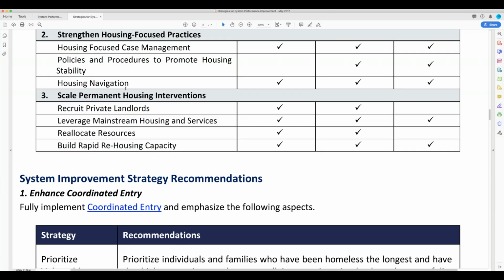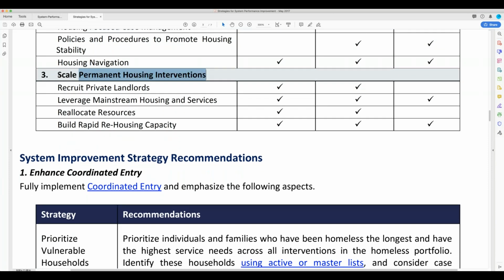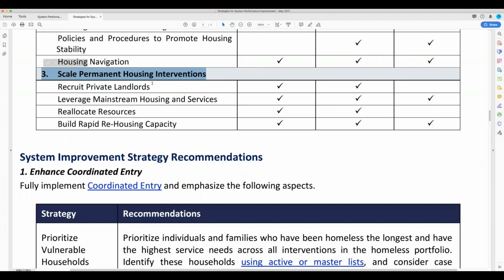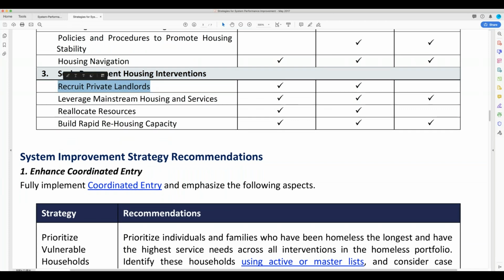Okay. And now the last section of these solutions that are proposed here is scale permanent housing interventions. Okay. Recruit private landlords. Everybody, I think, already knows this is something that's being worked on by the Drew study, and understanding that dynamic so that we can figure out how to get folks on board with accepting those interventions that we do have available in the form of permanent housing subsidies. Okay, leverage mainstream housing and services.